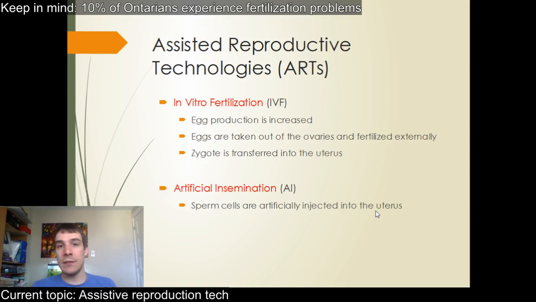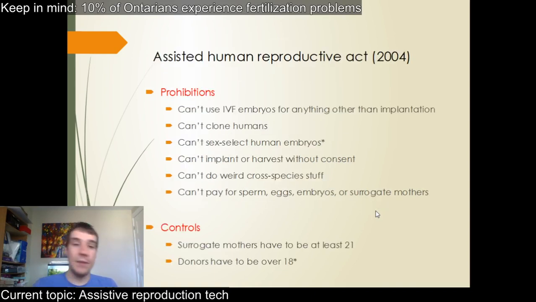Okay, so we talked about the doctor losing his license. We actually do have an act here in Canada, a piece of legislation that restricts some of these things, in particular IVF. This is called the Assisted Human Reproduction Act. It came out in 2004. It's actually a really good piece of legislation. Canada has a very comprehensive kind of law about this. So there's some prohibitions here.